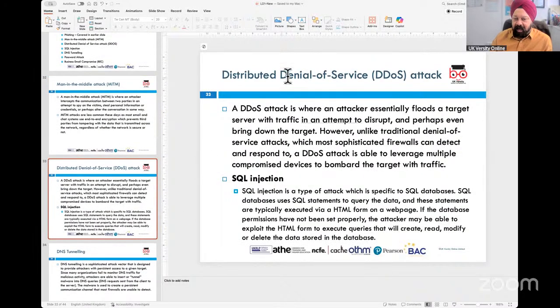Then you have the denial of service attack, which is the distributed denial of service attack. This particular attack is an attack which is to overload the system, basically.